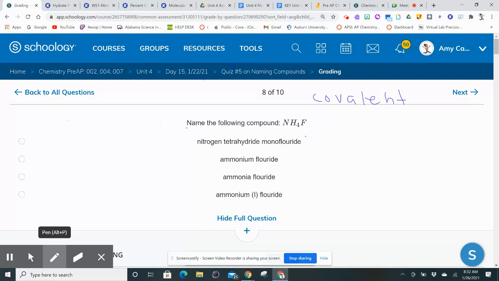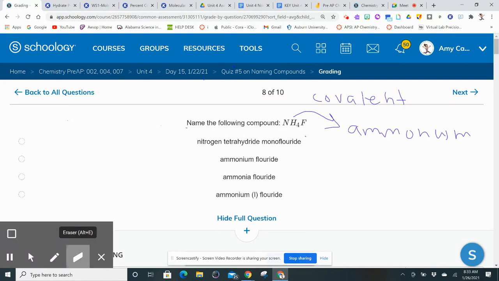Do I have more than 2 elements? Yes. So that means I have a polyatomic ion. NH4, you should have memorized, is the polyatomic ion ammonium. Okay, so this has a +1 charge. This has a -1 charge. The charges balance.